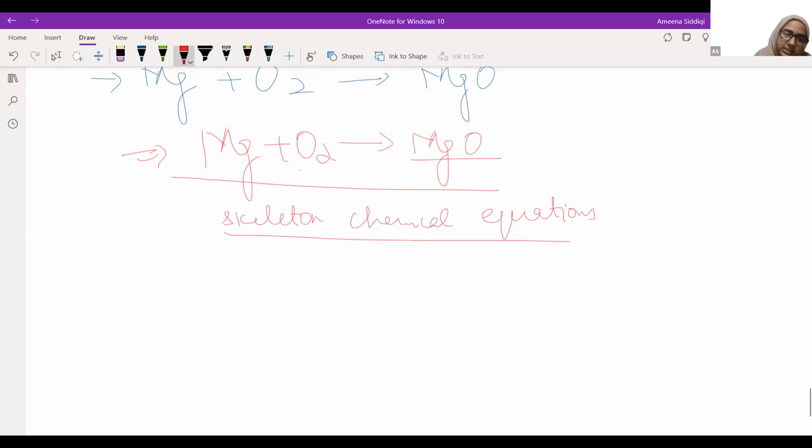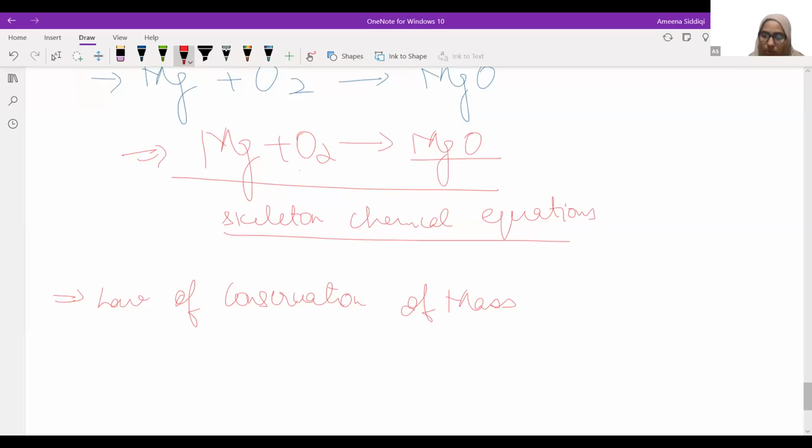Now, there's something that we've already studied, that is the law of conservation of mass. Mass can neither be destroyed nor created. So that means an equal amount of mass will be there on the reactant side and also on the product side, right? And how do we calculate mass?